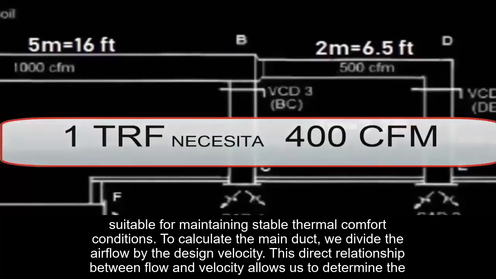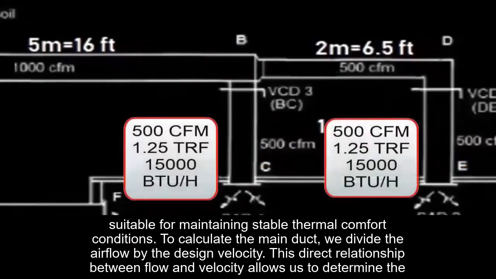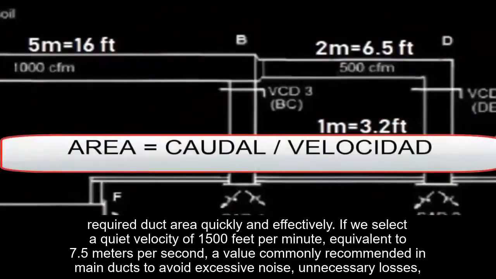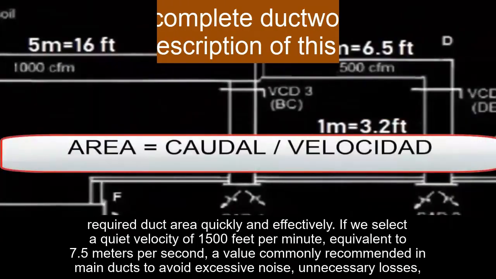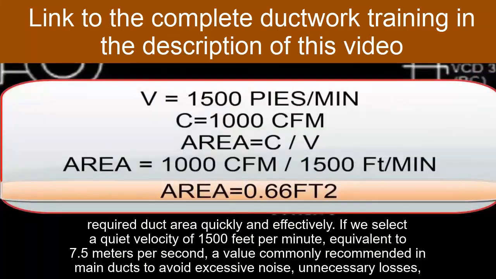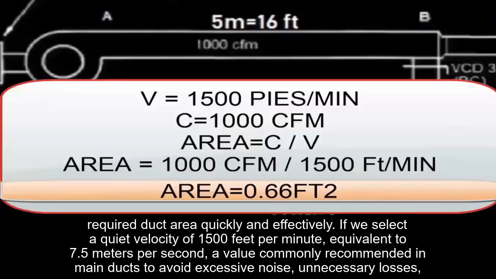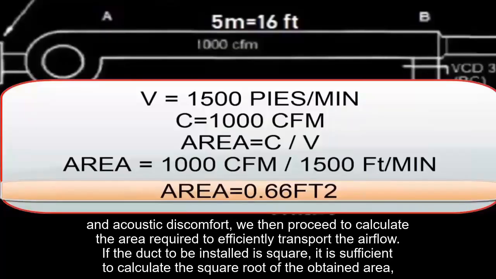To calculate the main duct, we divide the airflow by the design velocity. This direct relationship between flow and velocity allows us to determine the required duct area quickly and effectively. If we select a quiet velocity of 1,500 feet per minute, equivalent to 7.5 meters per second, a value commonly recommended in main ducts to avoid excessive noise, unnecessary losses, and acoustic discomfort, we then proceed to calculate the area required to efficiently transport the airflow.